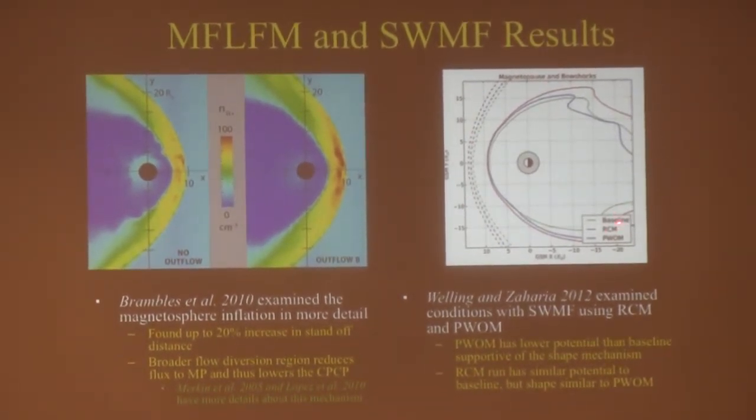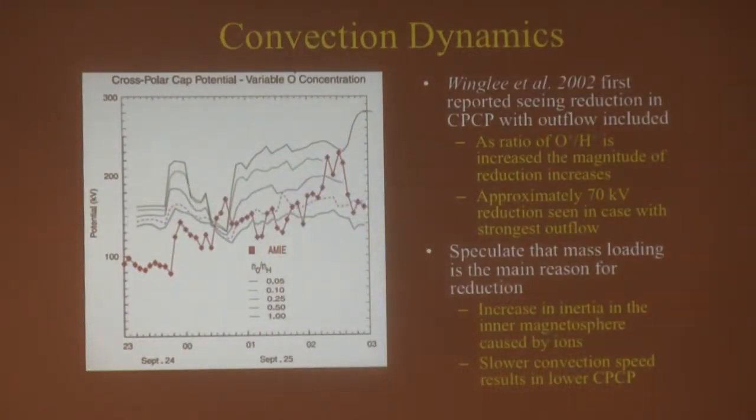Now the red line in this is a simulation with the RCM included, but without outflow. And so you can see the inclusion of outflow is comparable to the inclusion of the RCM, at least in this case, in terms of the amount that it expands the magnetosphere. I mentioned a reduction in the cross-polar cap potential.